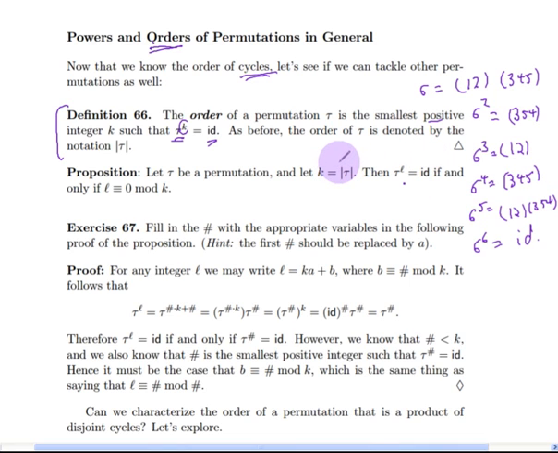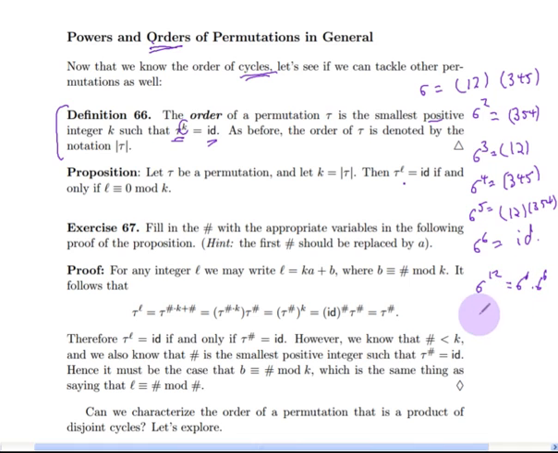All right, now, here we see that sigma to the 6 is the identity. Now, you can think also about sigma to the 12th. What about sigma to the 12th? Well, that would be sigma to the 6th composed with sigma to the 6th, but sigma to the 6th is the identity, so it should be identity composed with identity, which is still identity.